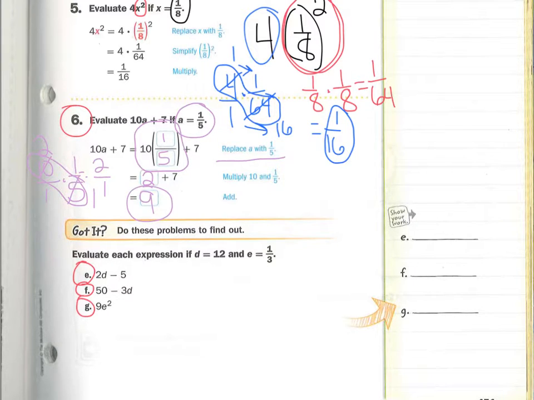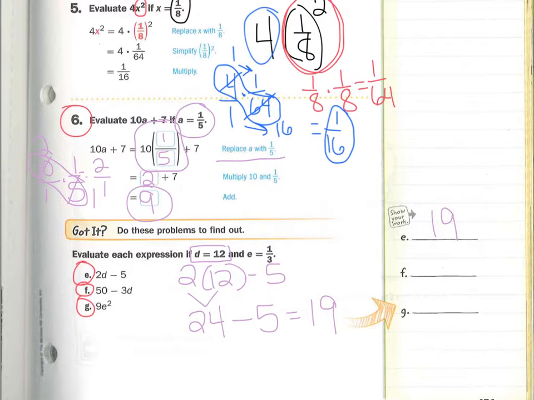Okay, letter E. It says 2d minus 5. This means 2 times the value of d, minus 5. So I'm going to show all of my steps here. I'm going to do 2 times 12 minus 5, since this problem tells us that d is equal to 12. 2 times 12 is 24. Minus 5 would be 19. So for letter E, you should have got 19. Again, showing all of those steps right there.